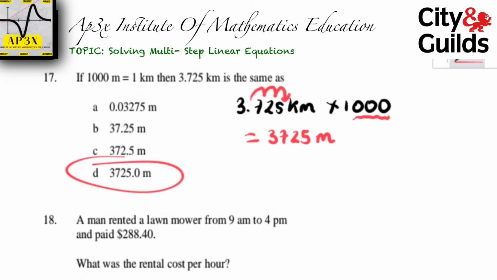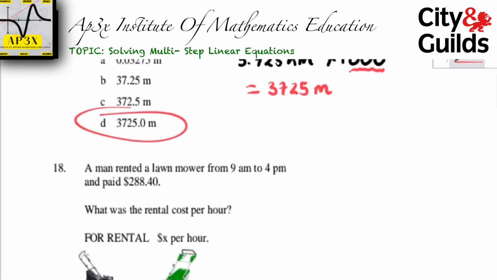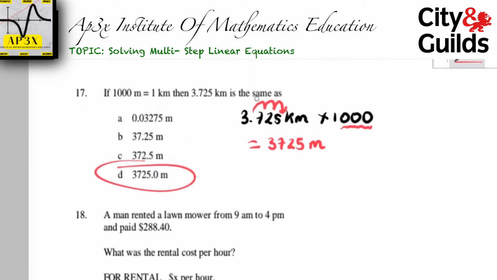All right, beautiful. So that's an easy way to do just that. If it was 2 zeros, you jump 2 places. If it was 1 zero, you'd jump 1 place.